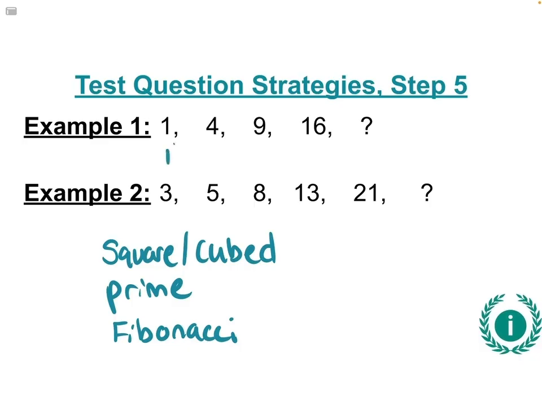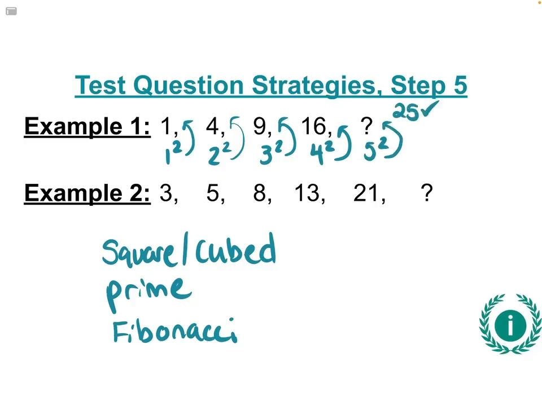We have 1 squared is equal to 1, 2 squared, which is equal to 4, 3 squared, which is equal to 9, and 4 squared, which is equal to 16. Then the next number in our series would be 5 squared, which would give us 25.